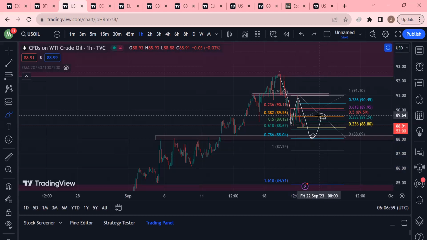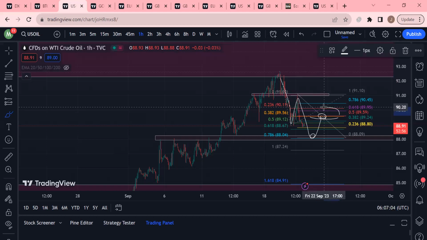So one of my entries will be at 85 to 89. No, 85.59 to 89.59. So these are the two values I'll be taking my entries from. Then my stop loss above here, then take it to 400 pips to the downside.